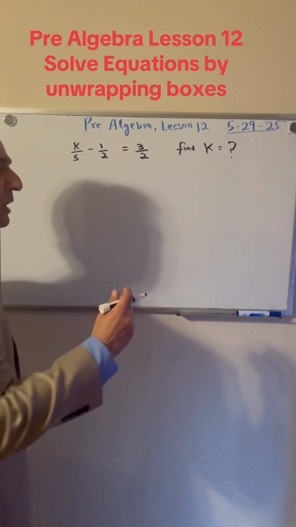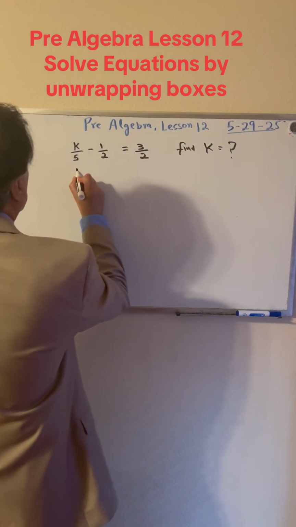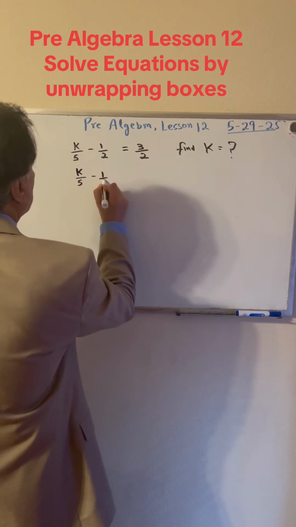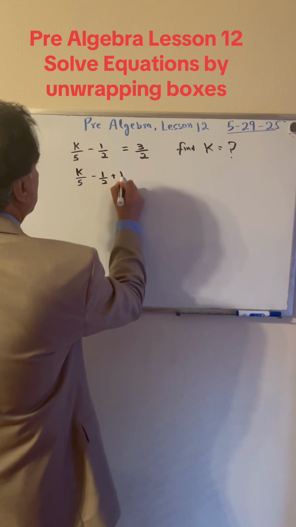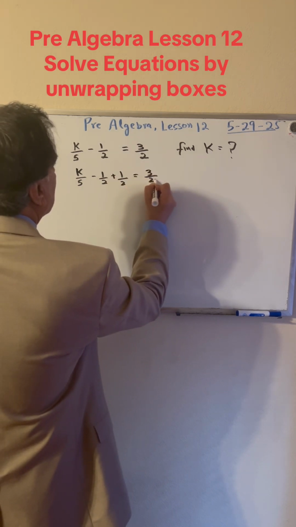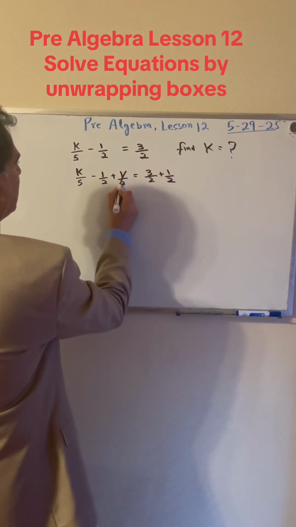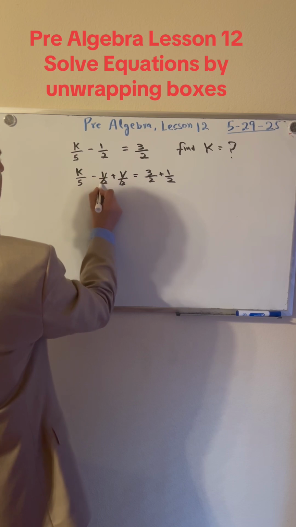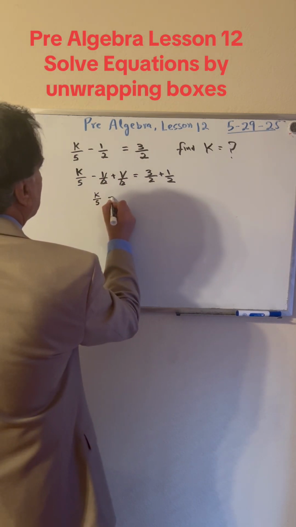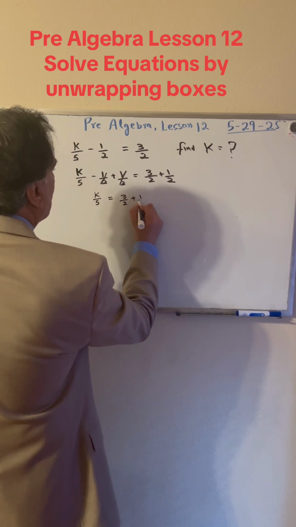What I'm going to do is add 1 over 2 on both sides. So k over 5 minus 1 over 2 plus 1 over 2 is equal to 3 over 2 plus 1 over 2. Now, as you can see, the negative and positive half cancel. We're just left with k over 5 is equal to 3 over 2 plus 1 over 2.